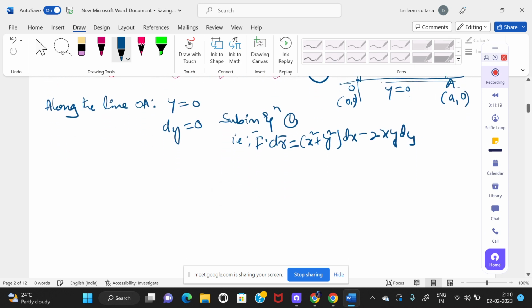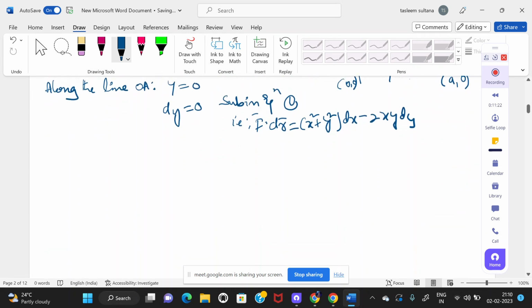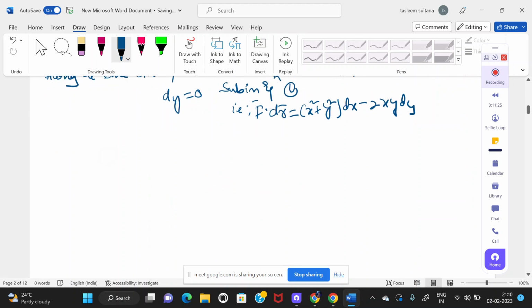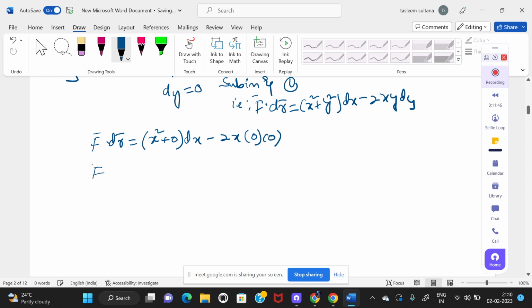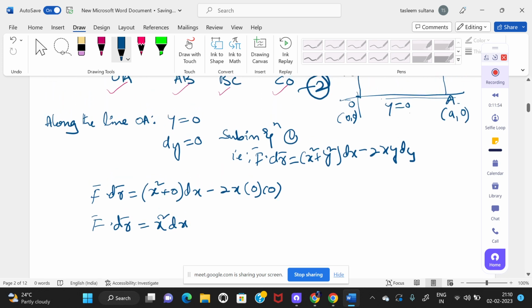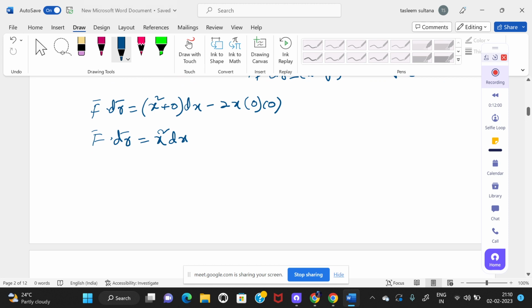Here you have to substitute. What are you going to get? Along the line, the integration of F vector into dr vector is equal to x square plus 0 into dx minus 2x into 0 into 0. So simply F vector into dr vector is equal to x square into dx. What about your limits? x varies from 0 to a.